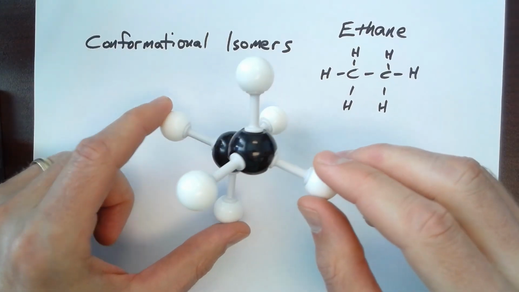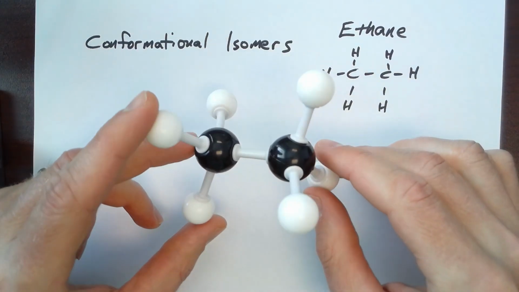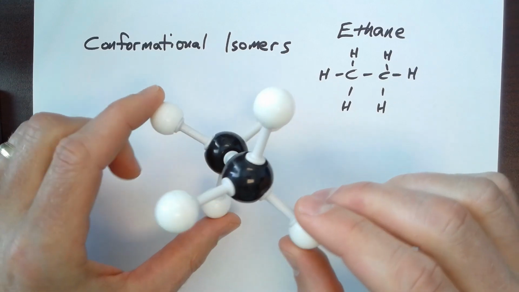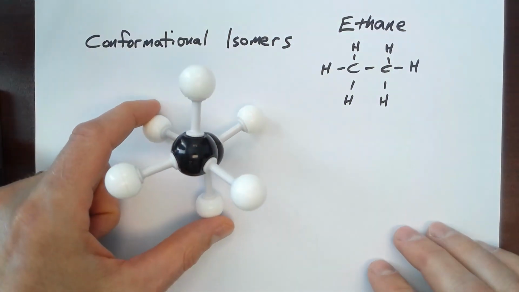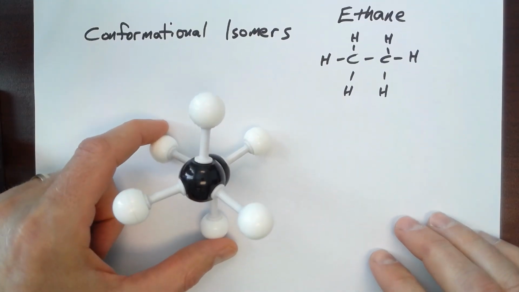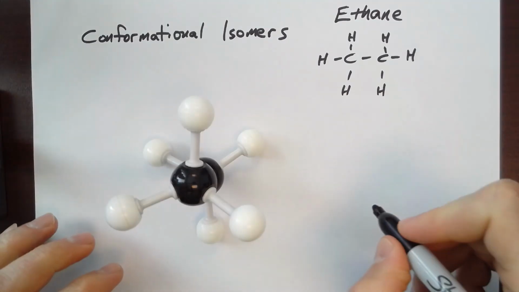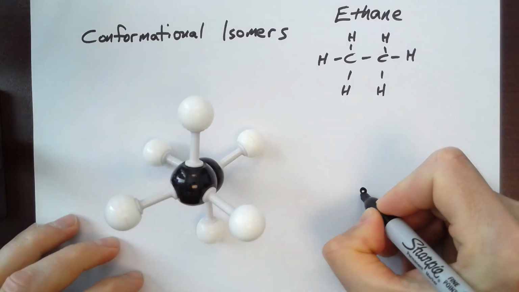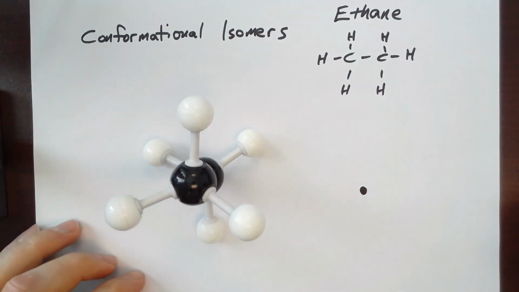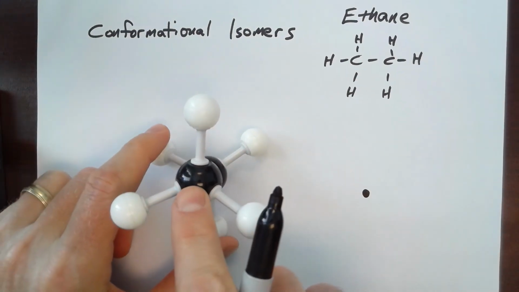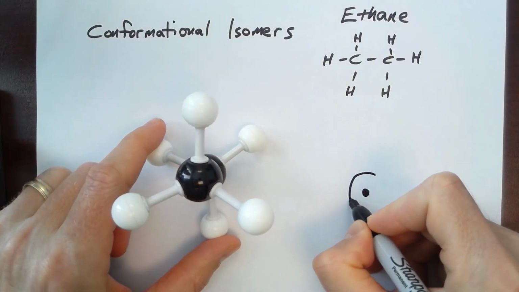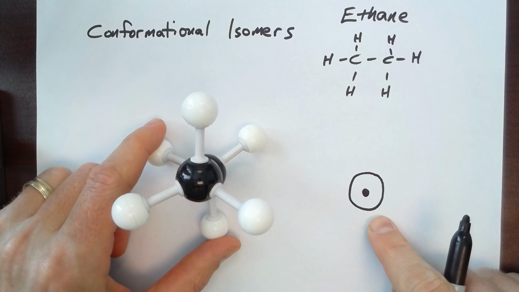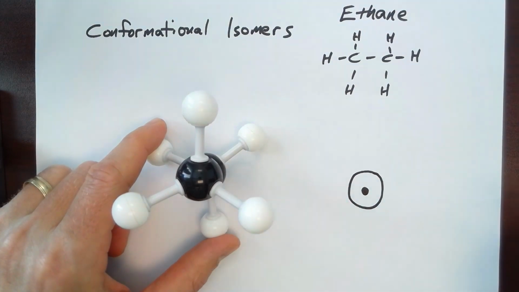Now, in order to discuss conformations, we need a way to draw this on a flat piece of paper. And so right now we're going to introduce what's called a Newman projection. To draw a Newman projection, we draw a dot, which is the top carbon. So that's this carbon right here. And then we draw a circle, and that represents the back carbon, which is back here.